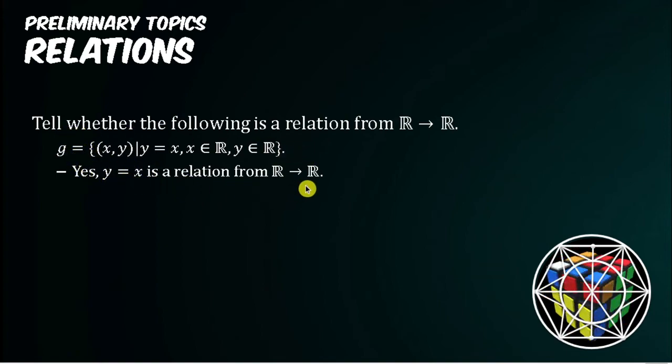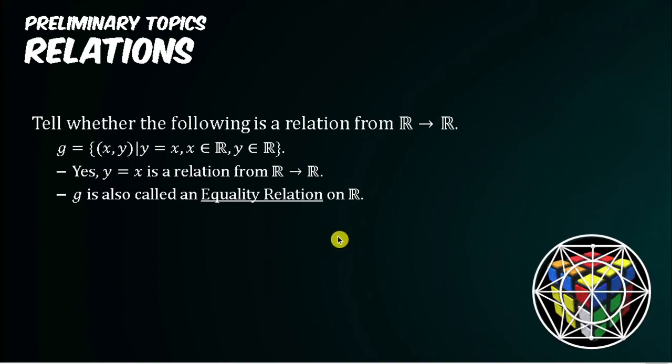Yes, G is a relation from R to R. Why? Because it is a subset of R cross R. We are sure that all the ordered pairs I mentioned earlier can be found in the cross product R cross R. Because they are equal, G is given a special name. It's called the equality relation on R. Meaning, it's a mapping. We are mapping elements from R to R. And it's called equality because x and y are equal.